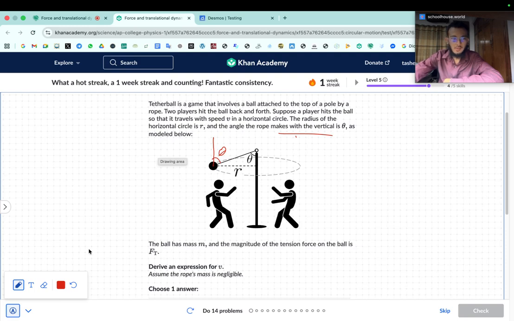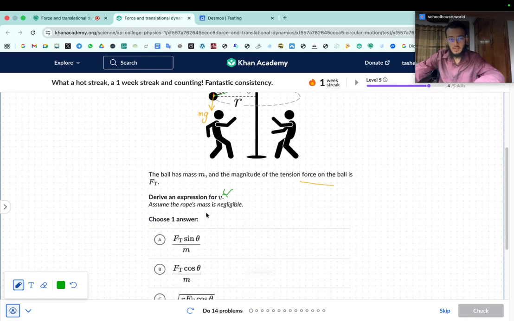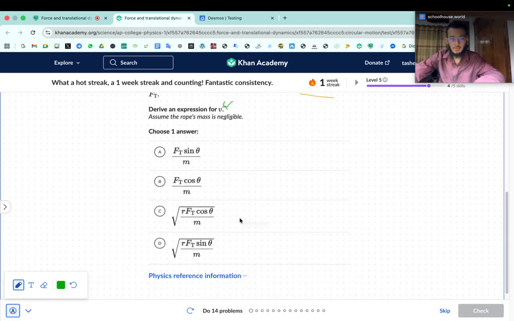The ball has mass, which means its weight acts downwards from the center of mass, m times g, the gravitational field strength, and there is the magnitude of the tension force on the ball. When we draw tension, we always draw it away from the object of observation. Since this is the ball for us, we draw tension like this and label it force of tension. Now they're asking us to derive an expression for v, assuming the rope's mass is negligible.